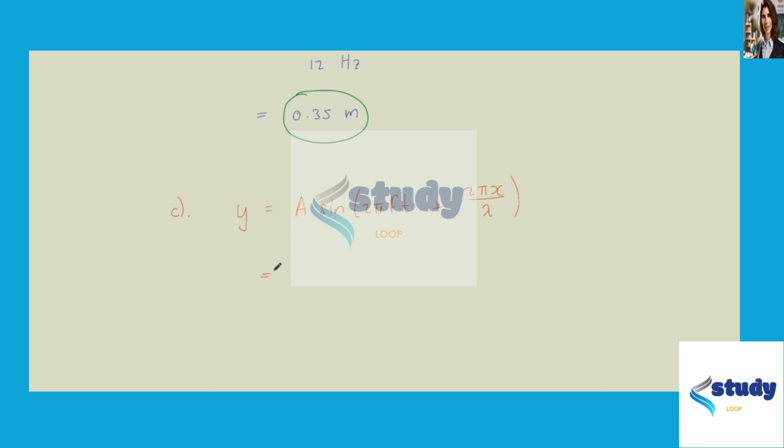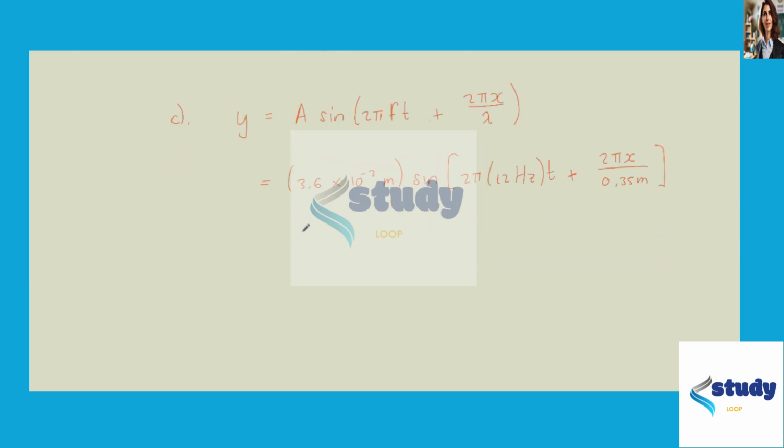So this becomes the amplitude, which is given as 3.6 times 10 to the minus 2 meters, multiplied by the sine of 2 pi times the frequency of 12 hertz, multiplied by t, plus 2 pi x divided by the wavelength, which we calculated to be 0.35 meters.